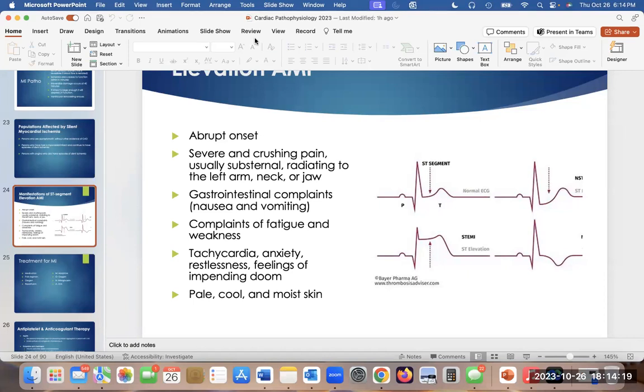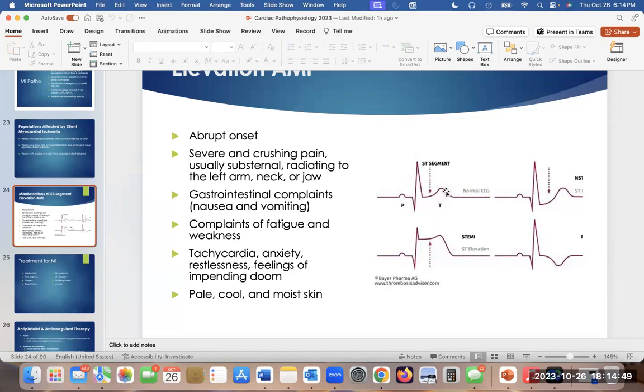They also have things like tachycardia, right? That increased heart rate is because of the body not really being able to perfuse. That restlessness or anxiety, that feeling of doom, is because of that lack of perfusion to the body. And because of lack of perfusion, you have pale, cool, moist skin. That's why when I mentioned peripheral arterial disease, they have cool, pale skin. That's because they're not having perfusion because the arteries are being affected.